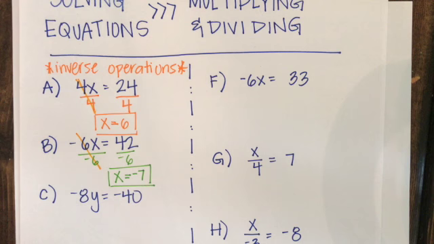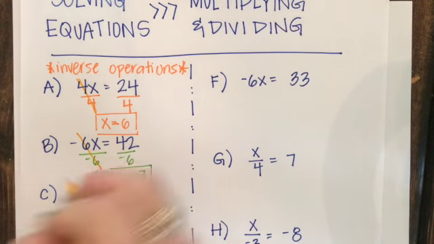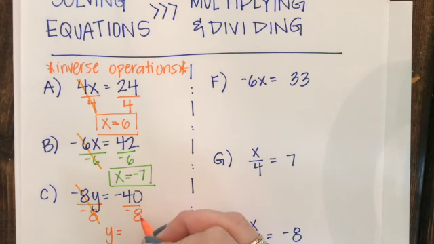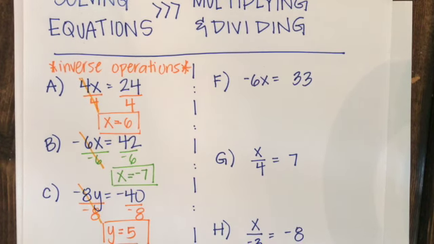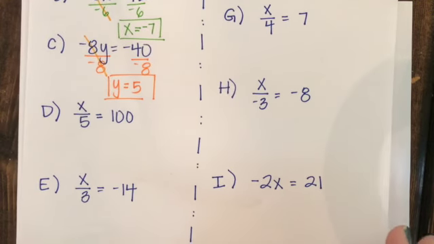Let's look at letter C. I'm going to divide both sides by negative 8 because I want to cancel out this negative 8 right here. So what that leaves me with is y equals negative 40 divided by negative 8 is positive 5, because a negative divided by a negative is a positive. Okay, let's look at D.